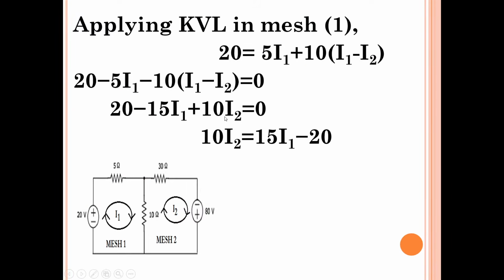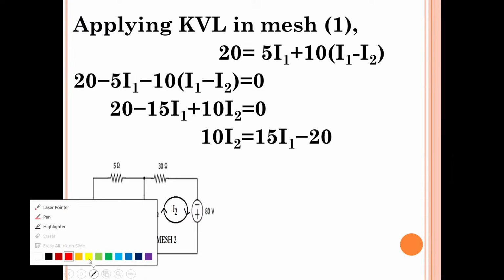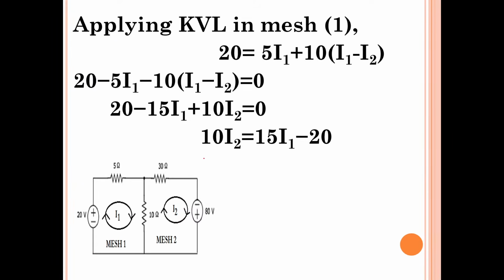Later on, I have written this equation in terms of I2. So 10 I2 is equal to 15 I1 minus 20. This is what I have got. As soon as you complete each slide, if you are copying it down, just mention C so that I will check in the chat box and change the slide. So this is what we have got.